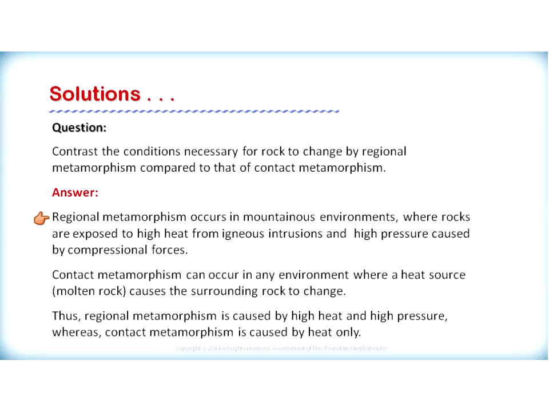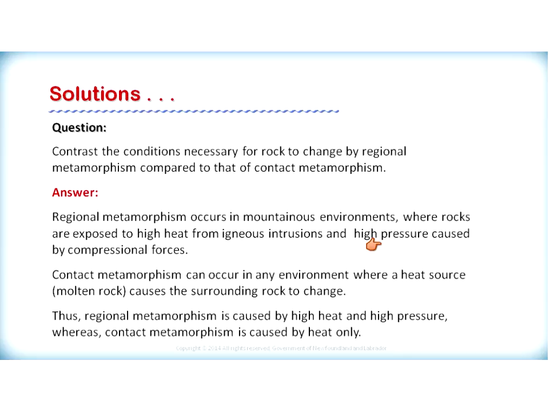When we look at the answer, regional metamorphism will occur in mountainous environments where rocks are exposed to high heat from igneous intrusions and high pressure caused by both compressional forces and confining pressure by overlying sediments or overlying rock layers. So here we look at regional metamorphism, and we look at the two conditions of high heat from igneous intrusions and high pressure caused by compressional forces.